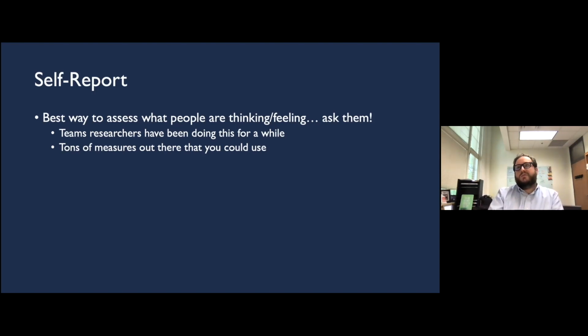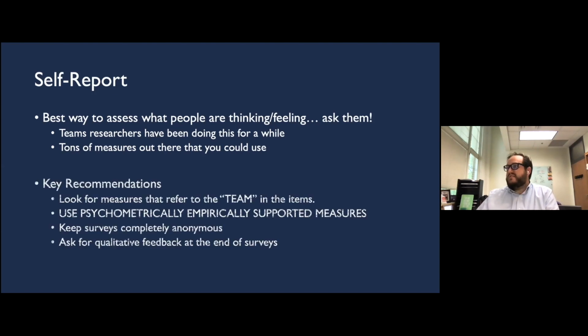So their behaviors may represent something different to them than it represents to you. So ask them, self-report, and there's tons of different self-report questionnaires out there that you can use. And some key recommendations when you're searching for these measures are: when you find a measure that you think you like, ensure that the items themselves refer to the team. So my team is cohesive, not I am cohesive with my team, for example.